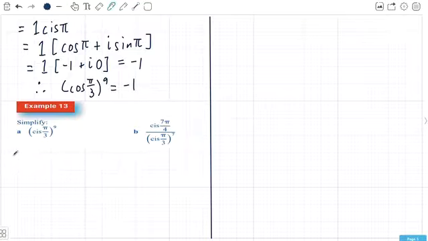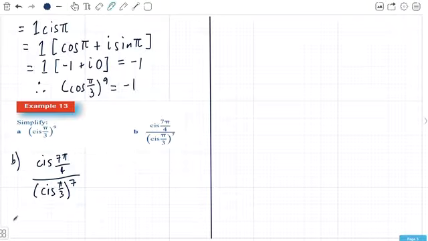Okay, we'll do B as well. So you can try B without me. See how you go. So we've got cis of 7 pi on 4, over cis of pi on 3, to the power of 7. The power here is on the bottom. So what I'm going to do is work with that bottom line and figure out what that is using De Moivre's theorem.